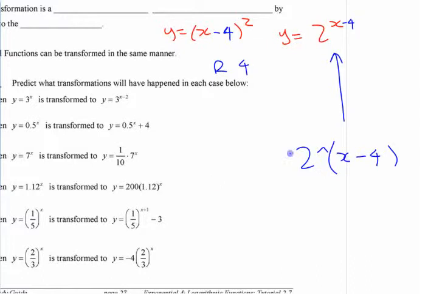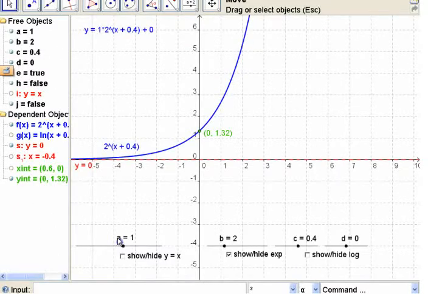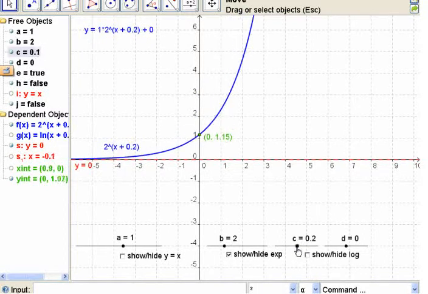If I put a 3 in front of this function, what's going to happen? It's going to get vertically expanded, right? Let's go back to the way it was here. Come on. This is really good. How about if I just put it back there myself? 0. Almost 0.